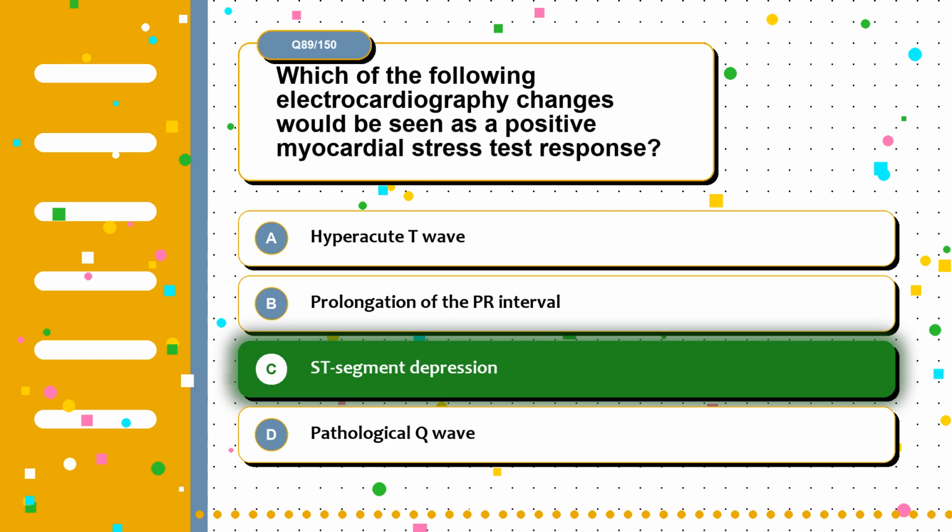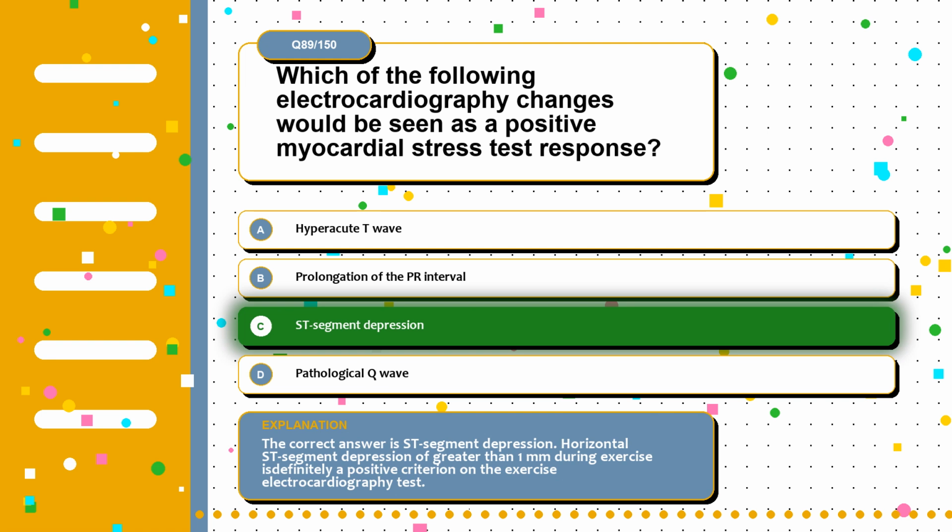The correct answer is option C, ST segment depression. Horizontal ST segment depression of greater than 1 mm during exercise is definitely a positive criterion on the exercise electrocardiography test.